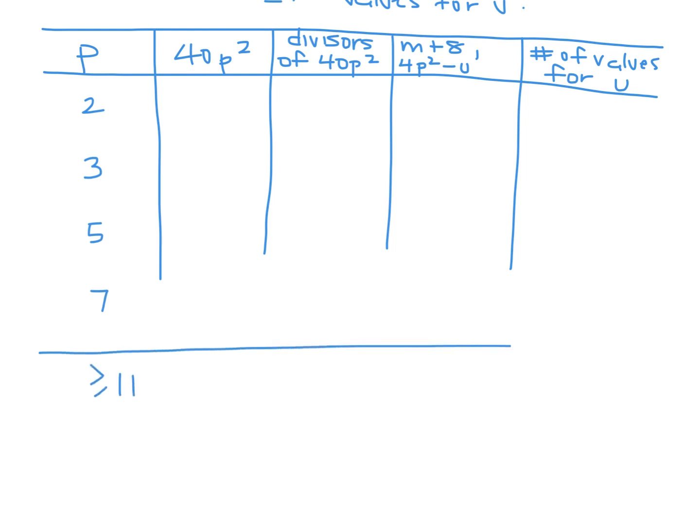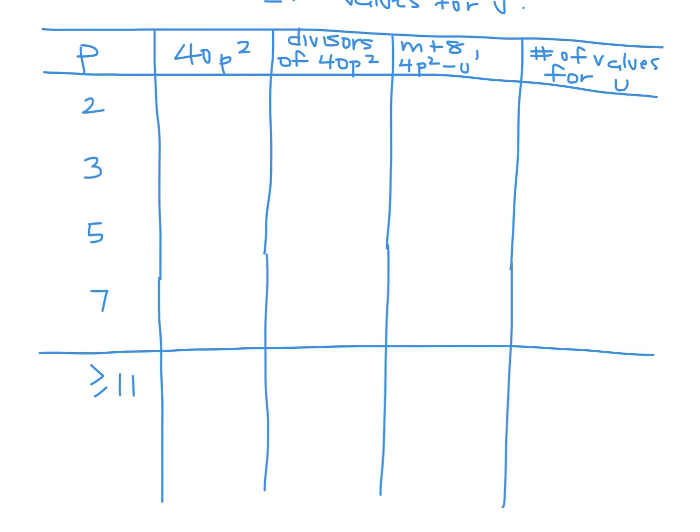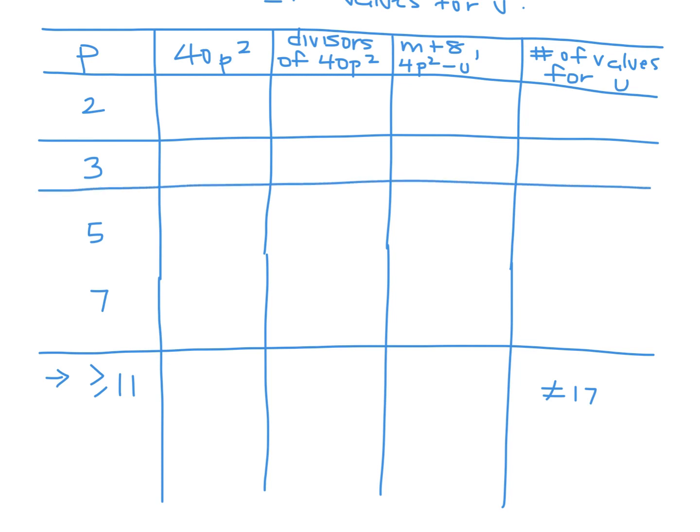Now, if you say, well, how can I possibly test every single prime number? You don't. You'll see that for this scenario, every prime number that's greater than or equal to 11, the scenario will be exactly the same. That this will not be equal to 17. So let me show you how it's done. I'm going to show you how it's done for the correct answer. And the correct answer is 7.